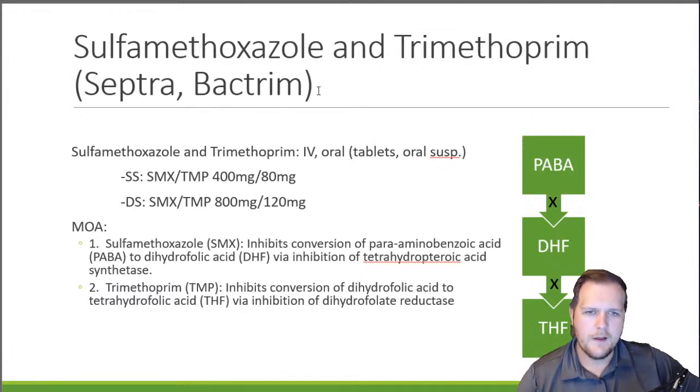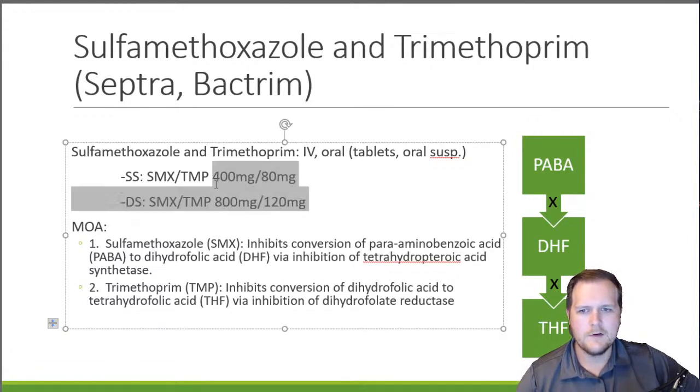Next up, we have sulfamethoxazole and trimethoprim. This is a combination medication you're going to find together all the time, usually in a fixed combination. So if you've ever heard of Septra or Bactrim, that's what I'm referring to here. If you ever hear of single strength or double strength, that's how they're frequently termed when they come in tablets. So Bactrim DS just means Bactrim double strength, and it refers to the concentration of the drugs contained in those tablets.